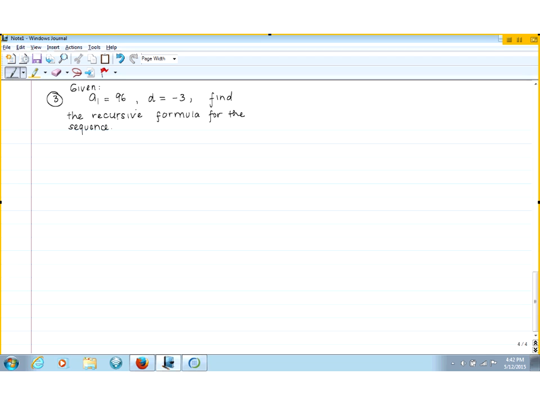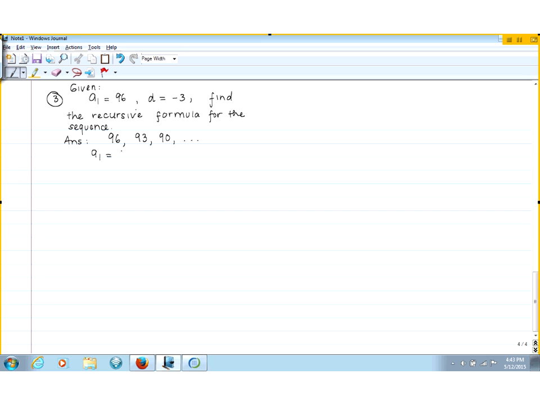Okay, so given A1 is 96 and B is -3, find the recursive formula for the sequence. All right, so how do we do it? Let's list a few terms. So 96, followed by 96 minus 3, which is 93, followed by 93 minus 3, which is 90, etc.